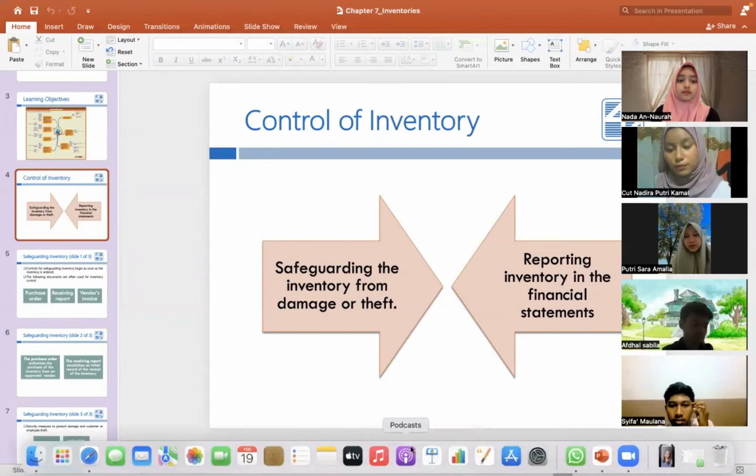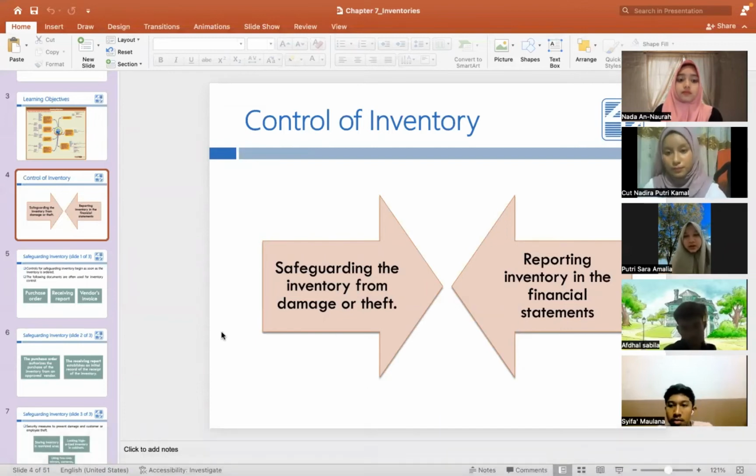Okay, today we will discuss the inventories chapter. The first is how to control inventory. The first step of controlling the inventory is safeguarding the inventory from damage or theft and reporting inventory in the financial statement.